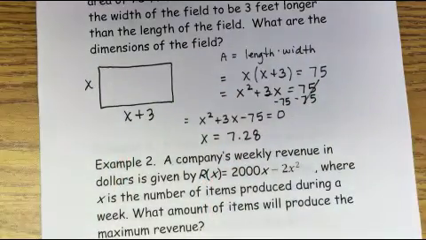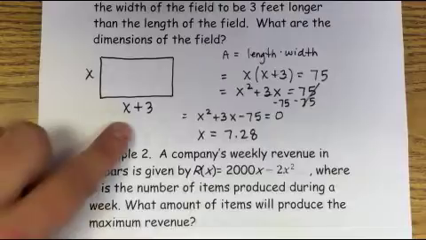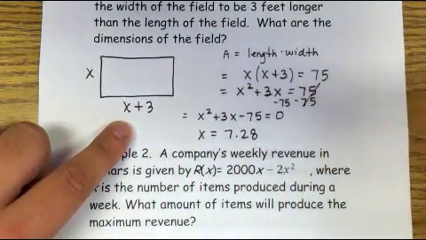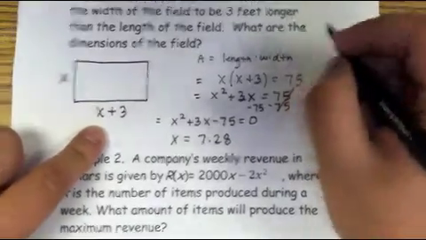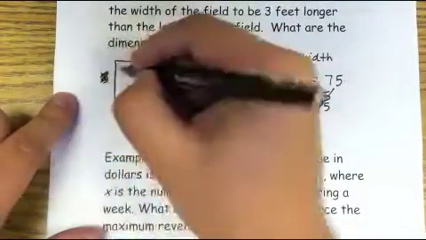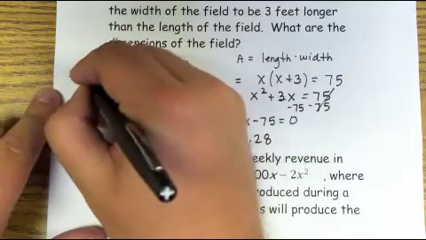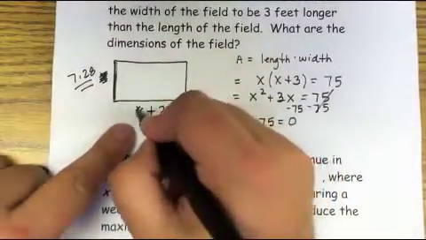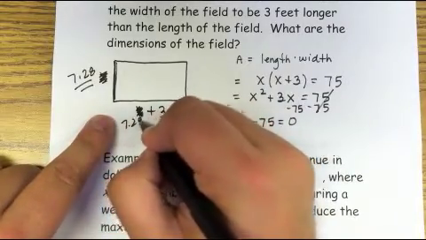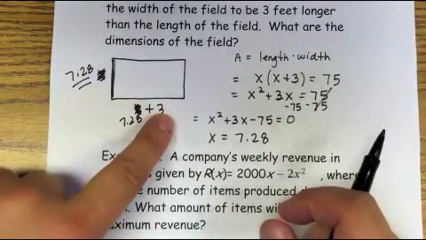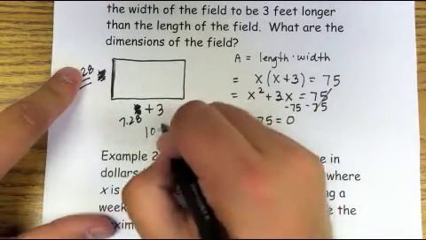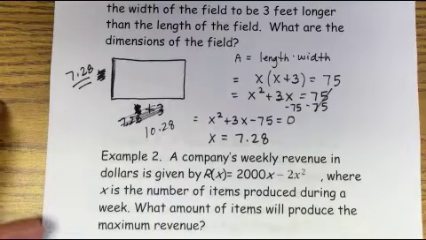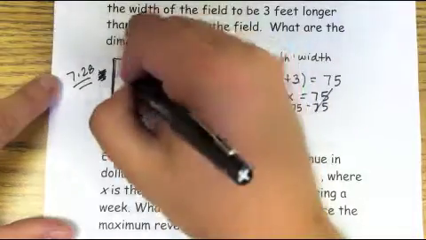So if you want the area of this thing now, you want the dimensions. What are the dimensions of the field? Wherever you see an x, you're just going to replace that with 7.28. Okay, so here's an x. So this length right here is 7.28. And then here's another x. So replace that with a 7.28. And 7.28 plus 3 gives you 10.28. So that is the dimensions. Your length is 7.28, so that is your length.